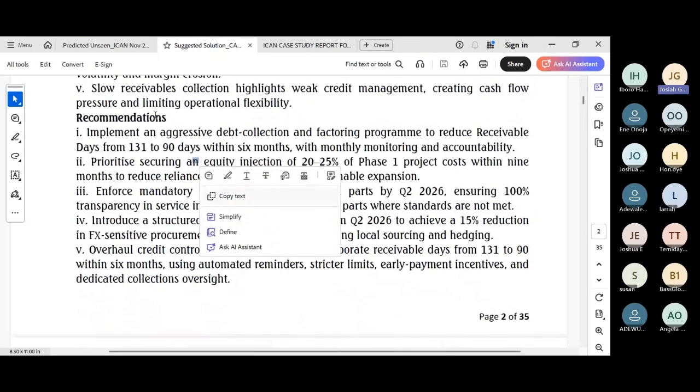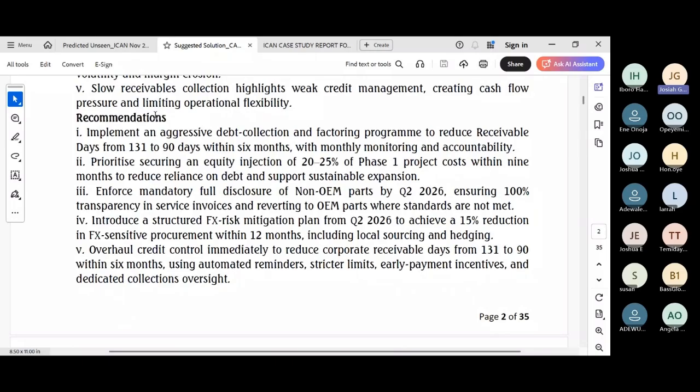So for the recommendations, the same thing we did in the body of the report. We said implement an aggressive debt collection and factoring program to reduce receivable days from 131 to 90 days within 6 months. 2, we said prioritize securing an equity injection. 3, enforce mandatory full disclosure of original equipment manufacturer parts by Q2. Introduce a sensitivity risk mitigation plan, Q2.